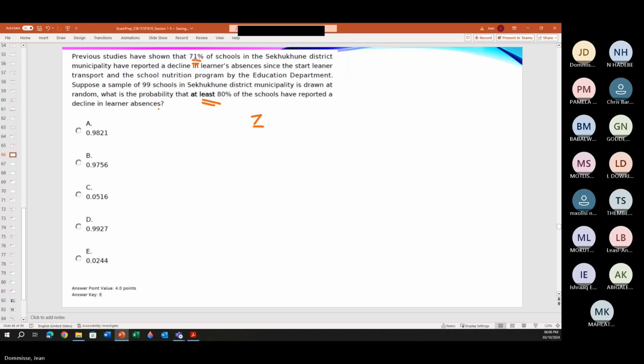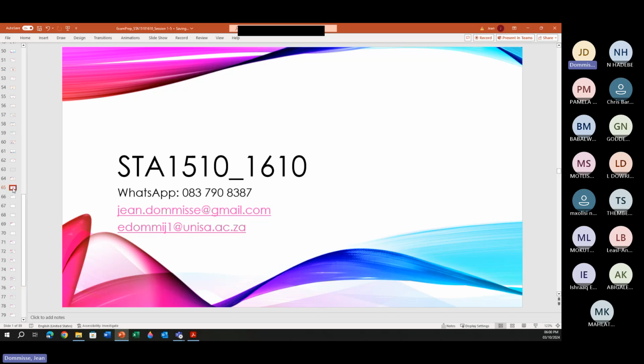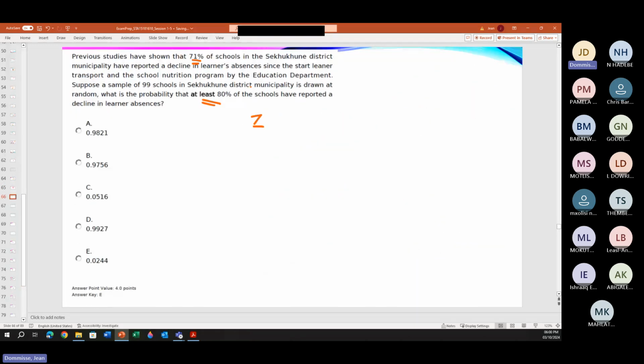Now, I usually have the "at least" in there, but let's think: at least means minimum and more. So what's the probability that at least 80% of the schools have reported? If I draw it on a diagram like this, I would say at least 80, so 80 or more.